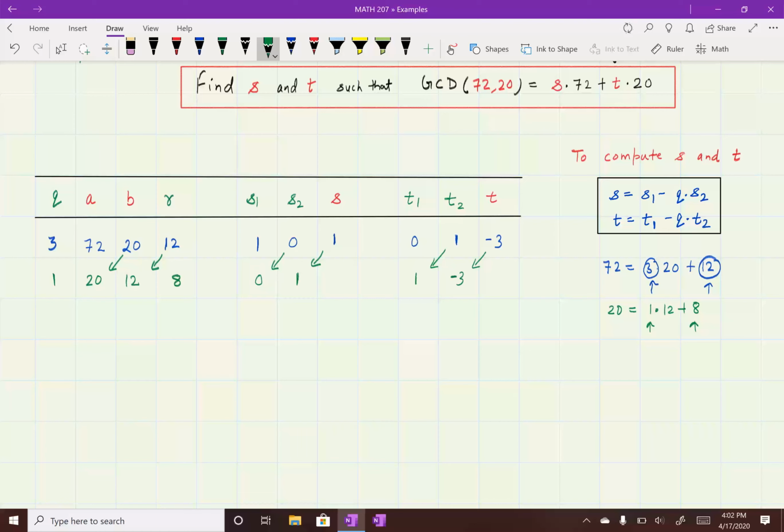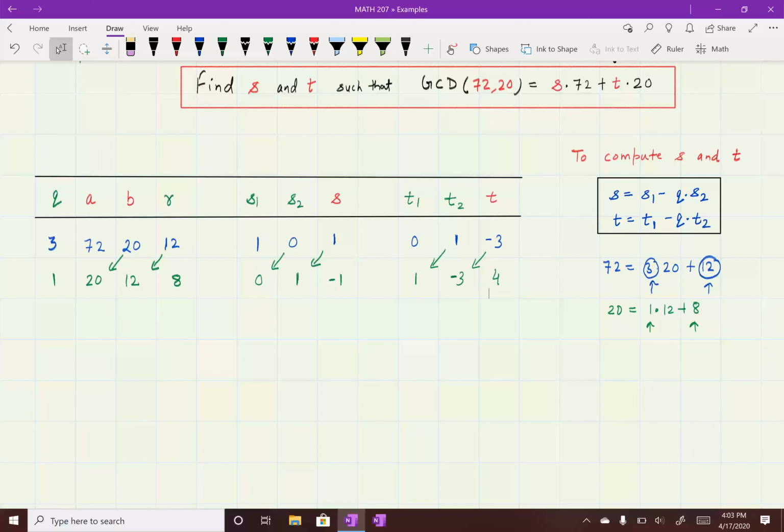Now again I can use the formula to compute the values of s and t. If you use this formula corresponding to the values of q, s1 and s2, since s1 is 0, s2 is 1, q is 1, the value of s is going to be equal to minus 1 here. And corresponding to the values of t1, t2 and q, the new value of t is going to be equal to 4 here.